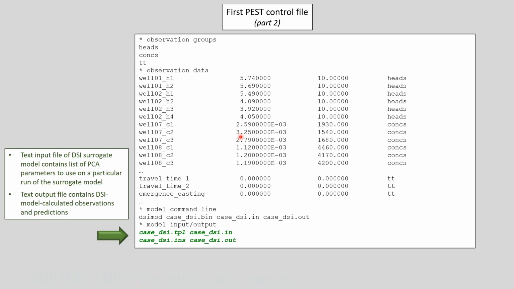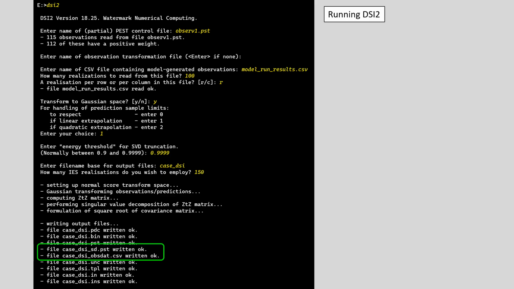At the bottom of the PEST control file, the template and instruction files and the model input file, which is written on the basis of the template file, and the model output file, which is read by the instruction file, are recorded just as in a normal PEST control file. Okay, that's the first PEST control file. Now let's take a look at the second PEST control file that is written for us by DSI2. This is the PEST control file that is meant for the use of PEST PPIES.